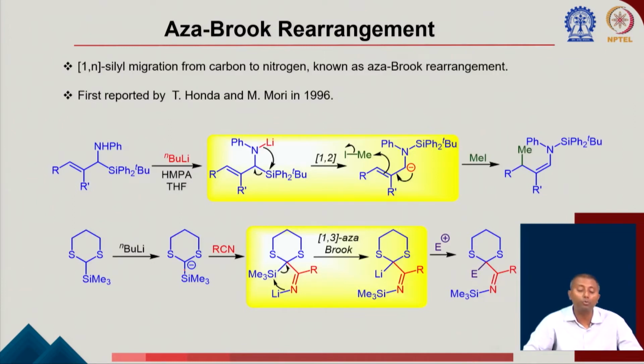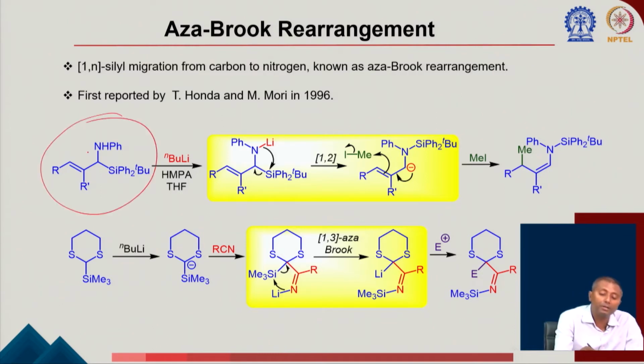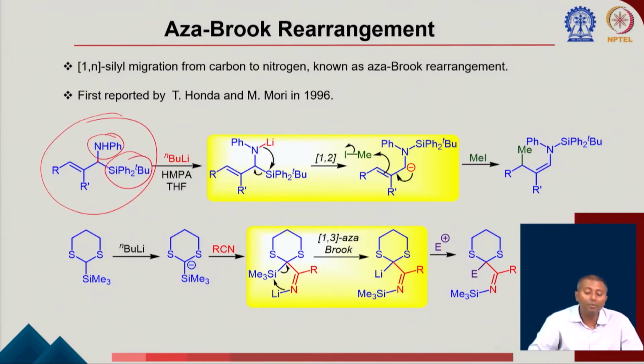Now it's called aza-Brook. So it is not always that there will be oxygen. If there is a nitrogen, particularly for this type of compound where the carbon has some sort of amine and at the same time a silicon, and you treat with n-butyl lithium, the first thing is that the acidic proton is going to be abstracted to generate this N-lithium, which can participate in a 1,2 Brook rearrangement to generate this carbanion here, which can finally trap the methyl iodide, because this is an allyl carbanion, to form this corresponding vinyl amine.